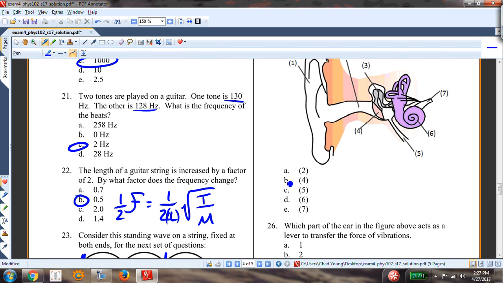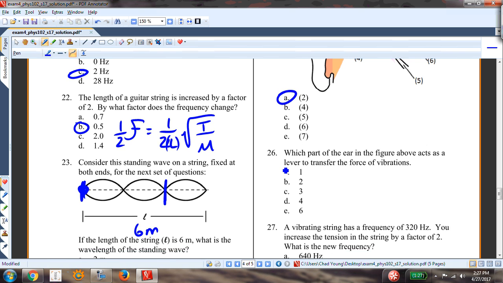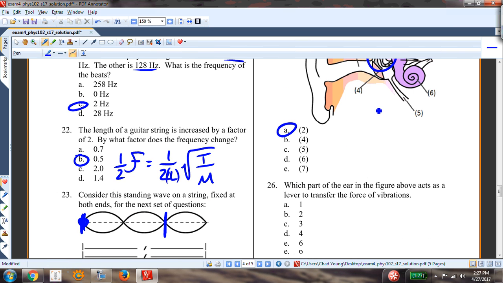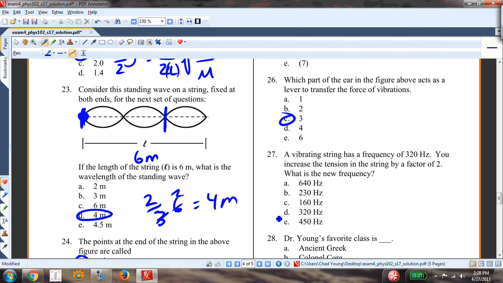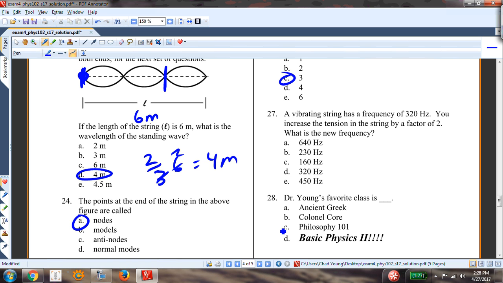Which of these is called the ear canal? That's 2. Which part acts as a lever? Those are your ossicles. That's number 3. And a vibrating string has a frequency of 320. What if you increase the tension in the string by a factor of 2?